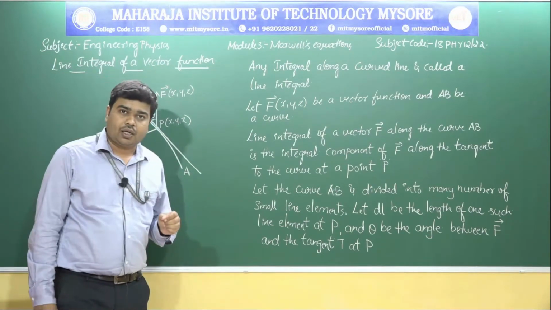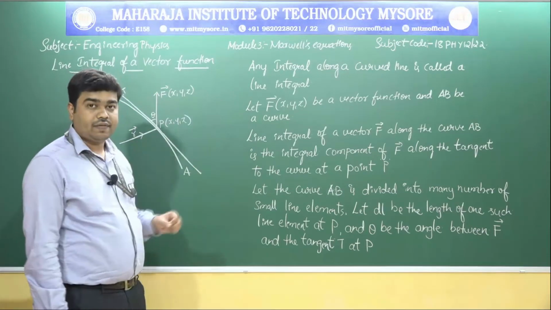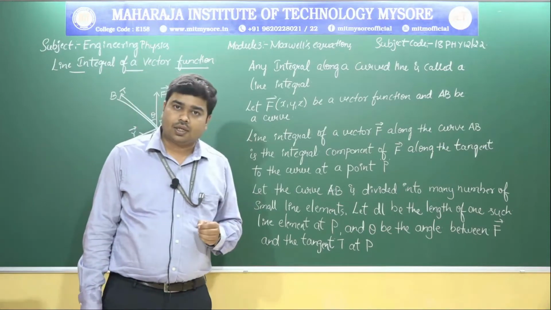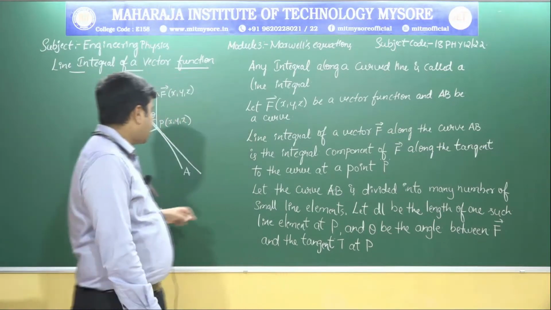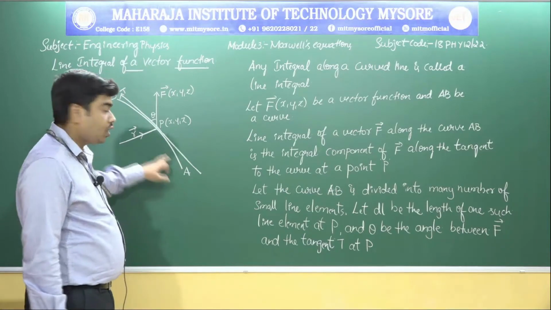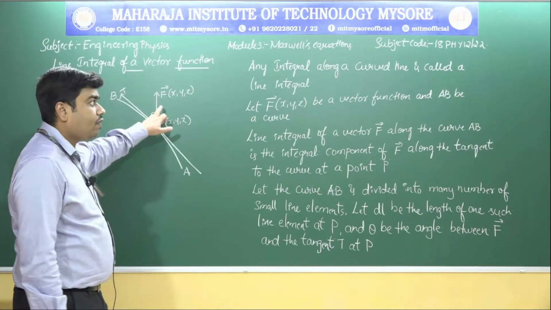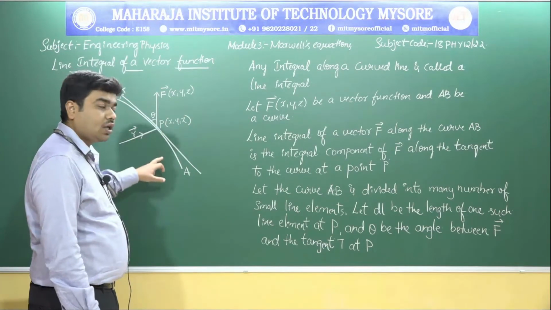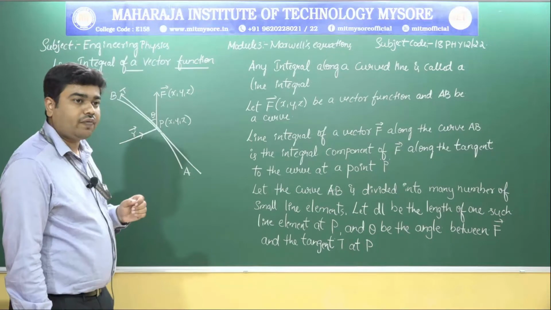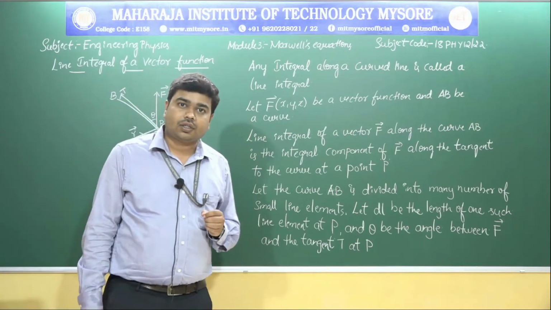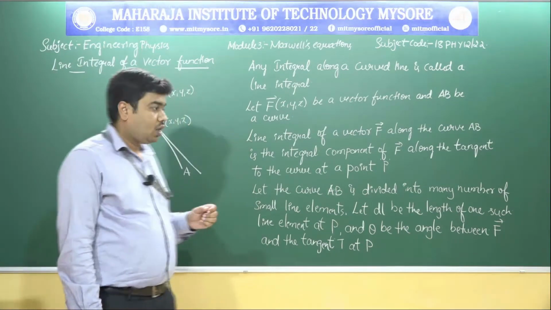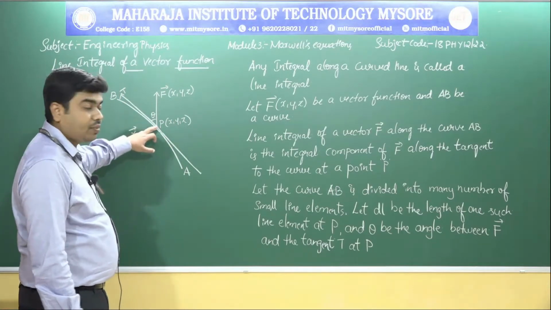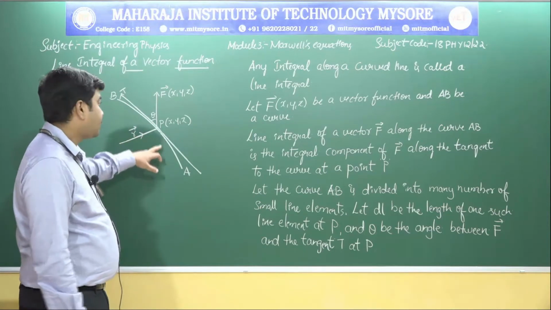Now what is meant by line integral? As the definition says, any integral along a curved line is called a line integral. Now let us consider a curved line AB. Let f of x, y, z be a vector function near the curve AB. In order to find out the line integral of a vector function f of x, y, z for the curve AB, we will draw a tangent at point P to the curve AB.